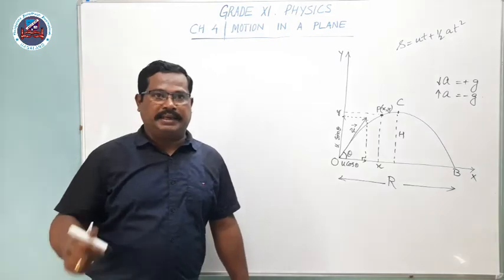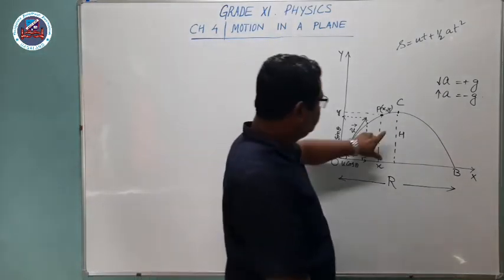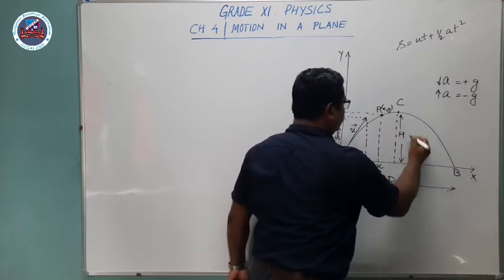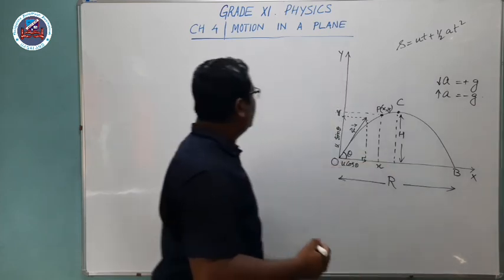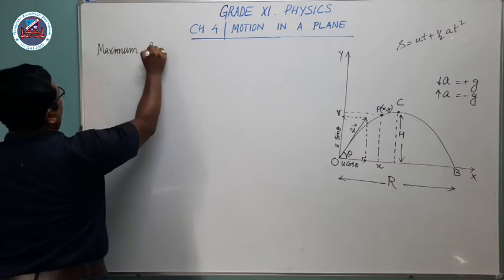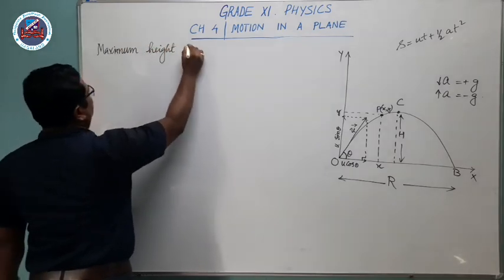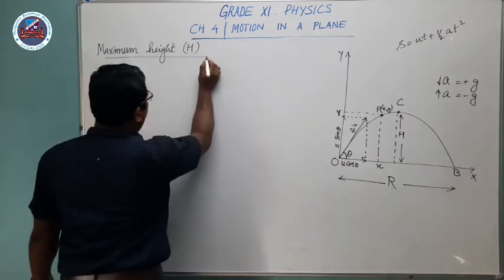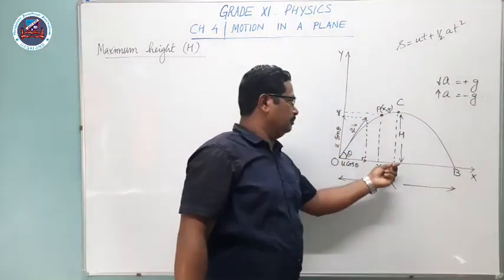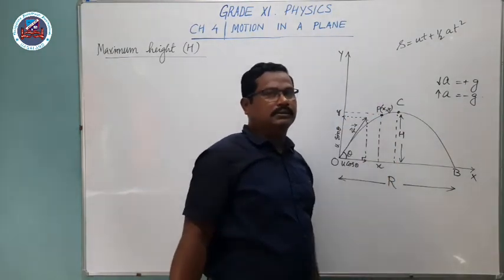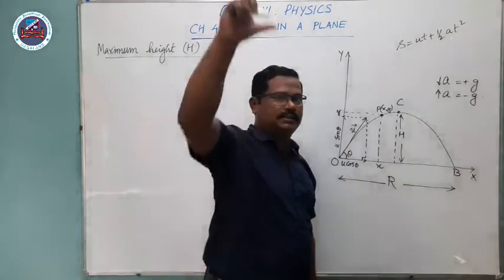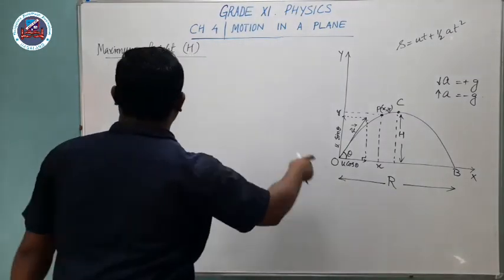Now let us see the maximum height attained. You can see in the diagram, this is the maximum height. H I have written here up to the point C. So the maximum height attained, we'll write it as h. It is the maximum vertical distance the body moves above the ground from the point of projection. Also we can say, from the ground to the highest point, we call it the maximum height.